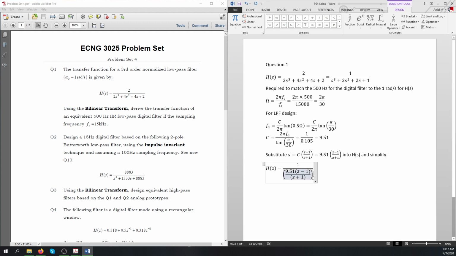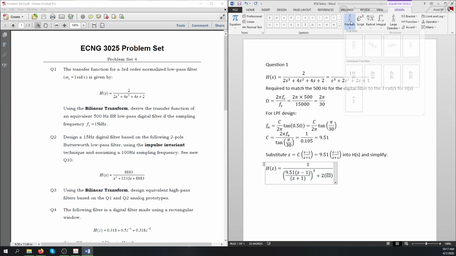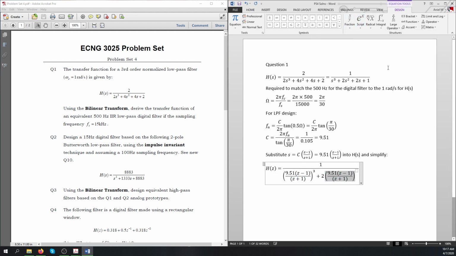And this entire thing here is going to be cubed, plus 2 into 9.51 z minus 1, z plus 1, and this here is going to be squared, plus 2 into 9.51 z minus 1, z plus 1, plus 1.